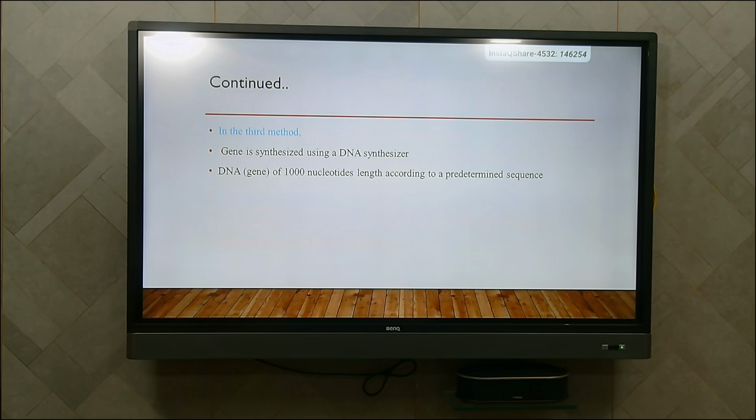In the third method of isolation, the desired gene is synthesized using a computerized machine called a DNA synthesizer or gene machine. This machine can synthesize DNA of 1000 nucleotide length according to a predetermined sequence. If the number of copies of the desired gene is not enough for cloning, the DNA is amplified using polymerase chain reaction. The desired DNA segment is known as passenger DNA or target DNA or donor DNA.